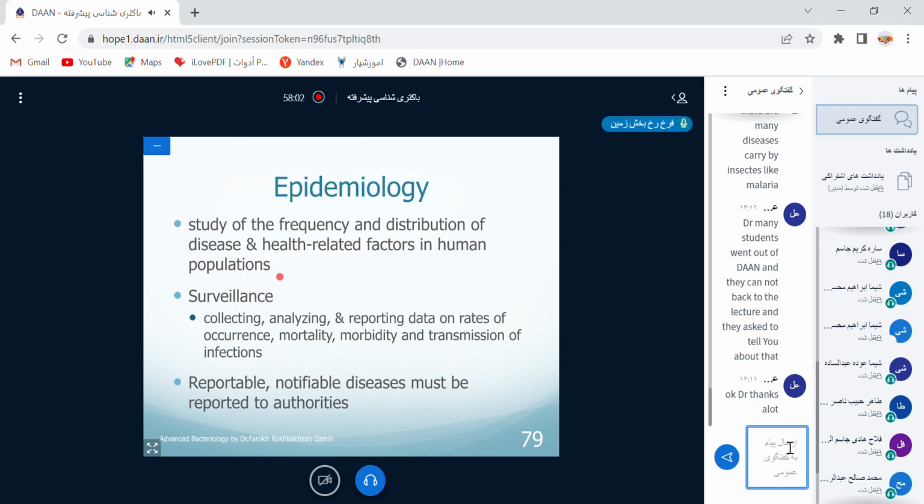So when pathogens are our enemy, and when these enemies attack not only one person, but also different groups, different populations, in one country and sometimes different countries, it is necessary that we know their epidemiology.